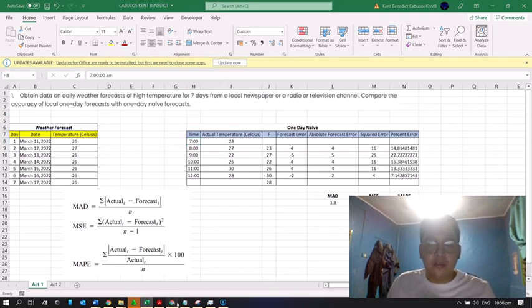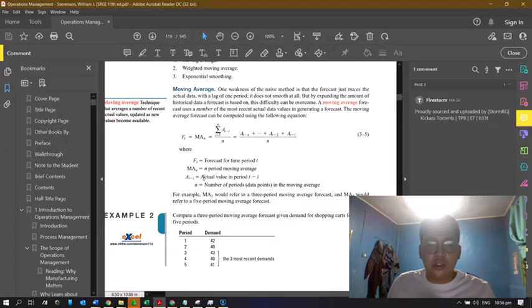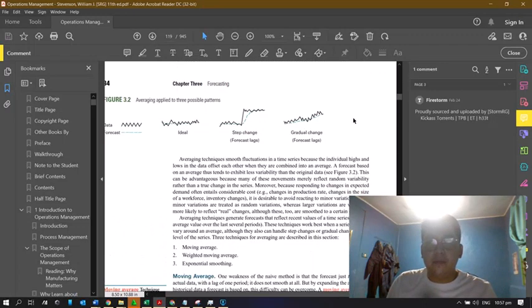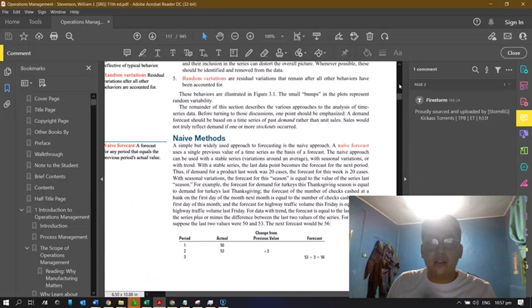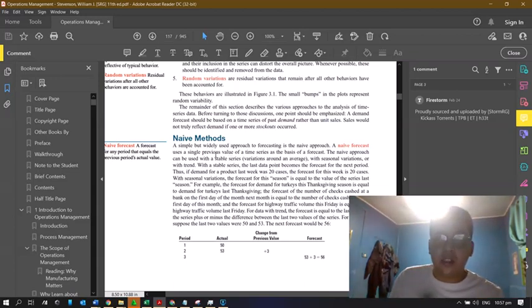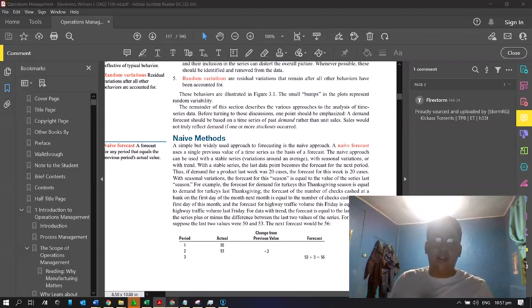So what is naive? Let's go to the book first. I'm sorry for the lag. Naive is a forecast that uses a single previous value of a time series as the basis of the forecast. The naive approach can be used for stable series with seasonal variation or with trend. With a stable series, the last data point becomes the forecast for the next period.